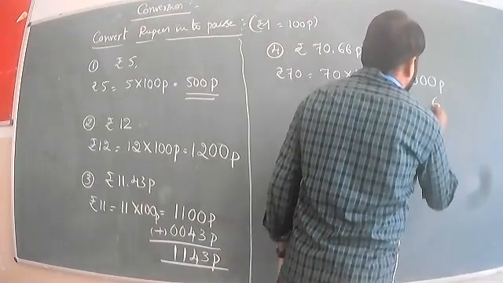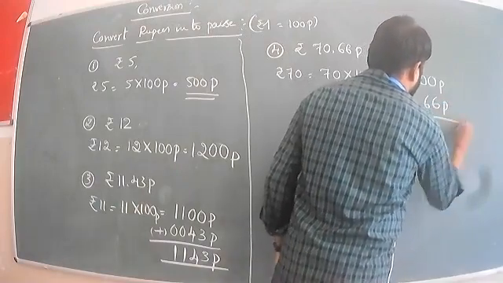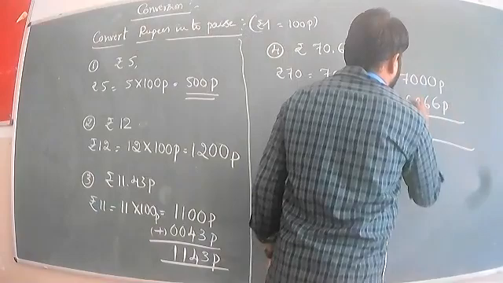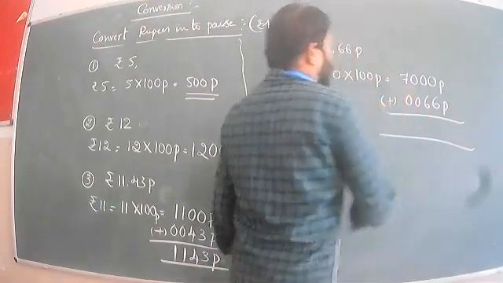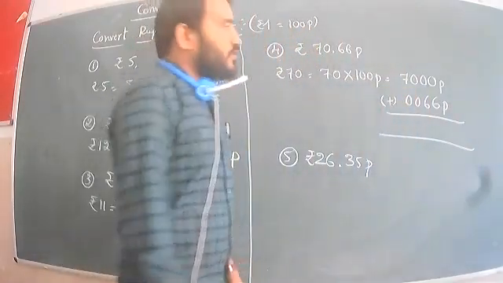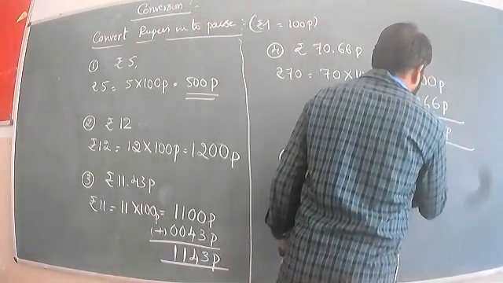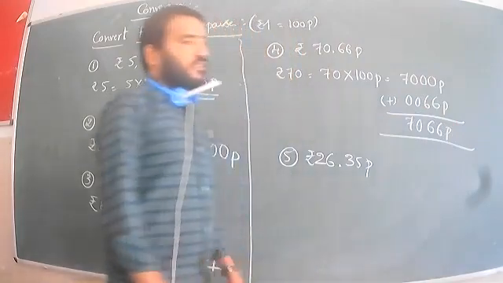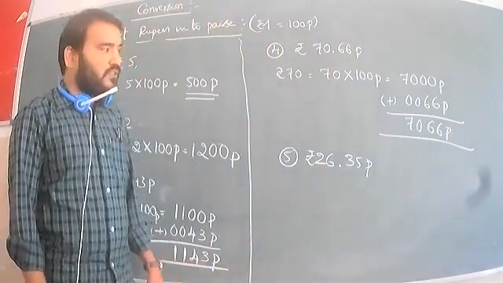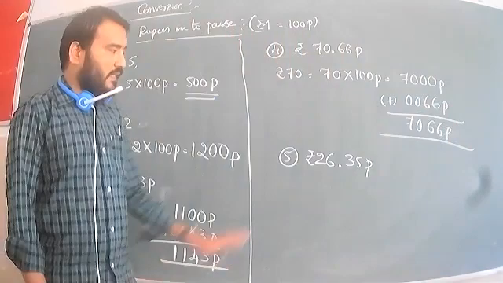Ones place is 6, tens place is 6. Now we can add. So we get the answer. So what answer do we get? So 66: 6, 6, 0, 7. 7066 paisa, 7066 paisa.